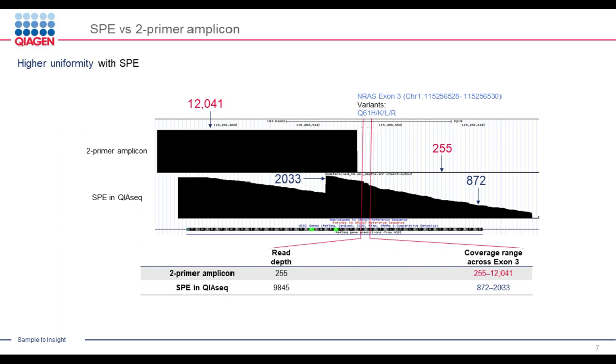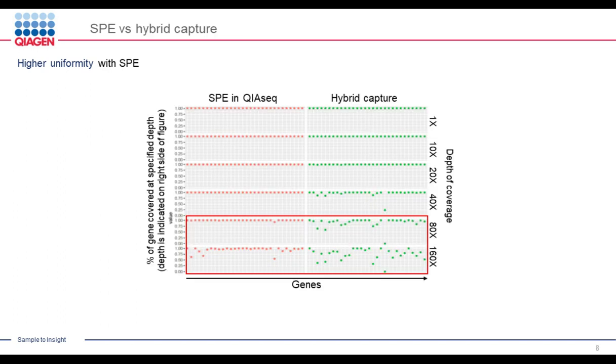And then this also allows us, the single primer extension approach allows us to achieve a higher degree of uniformity even compared to, let's say, a hybrid capture approach. So if you compare the type of uniformity that you see at different depths of coverage, as you see on the right-hand side of this graph, these are different levels of coverage all the way from 1x to 160x. And on the x-axis, you see different types of genes that have been interrogated, and on the left-hand side, you see basically the percent of bases of these genes that have been covered at a specific depth of coverage.